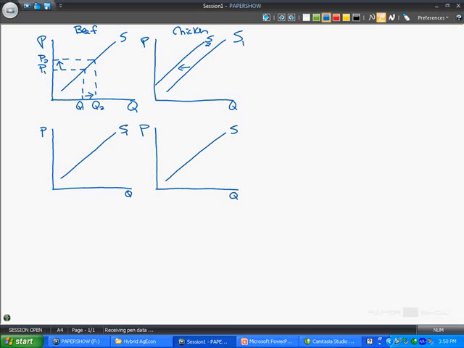We look at an example of complements. So we looked at peanut butter and jelly. Start with an original price and quantity on the peanut butter line. If the price of peanut butter increases, producers are going to want to supply more peanut butter. And if they're supplying more peanut butter, what are consumers going to use with that peanut butter? Jelly. So then the jelly suppliers will want to supply more jelly.